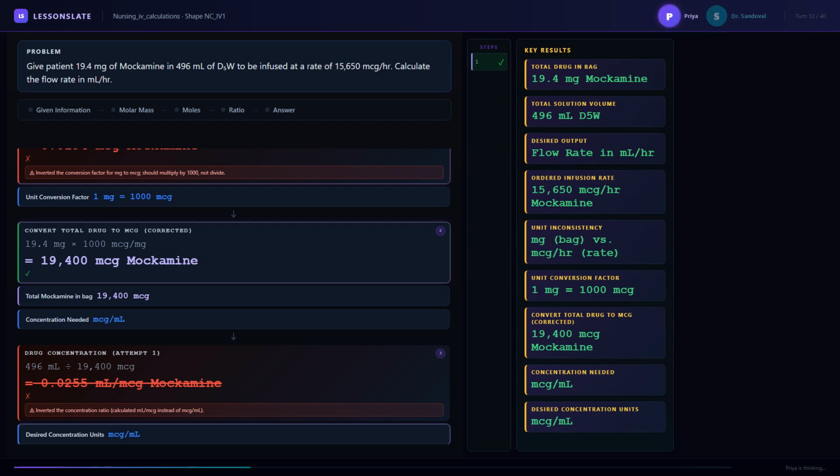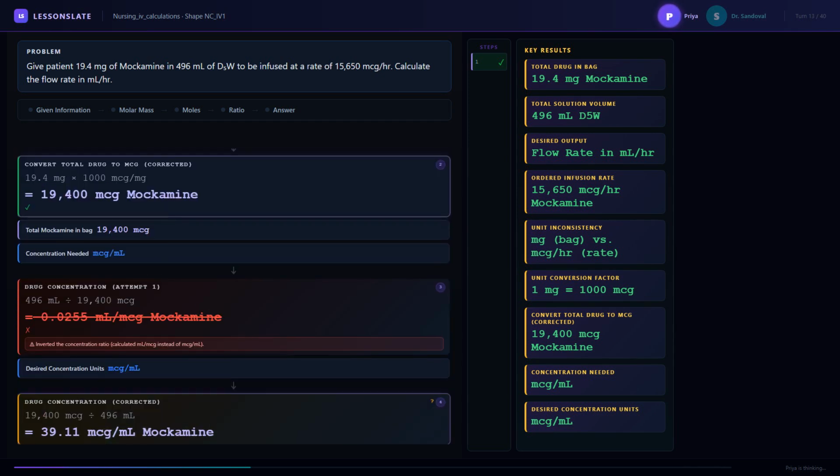Okay, so I need to put the micrograms on top. It would be 19,400 micrograms divided by 496 milliliters. Let me calculate that. I get approximately 39.11 micrograms per milliliter. Is that the correct way to set it up?